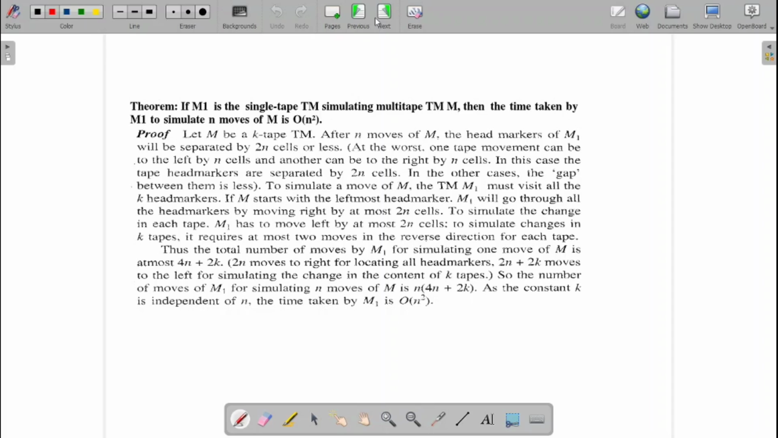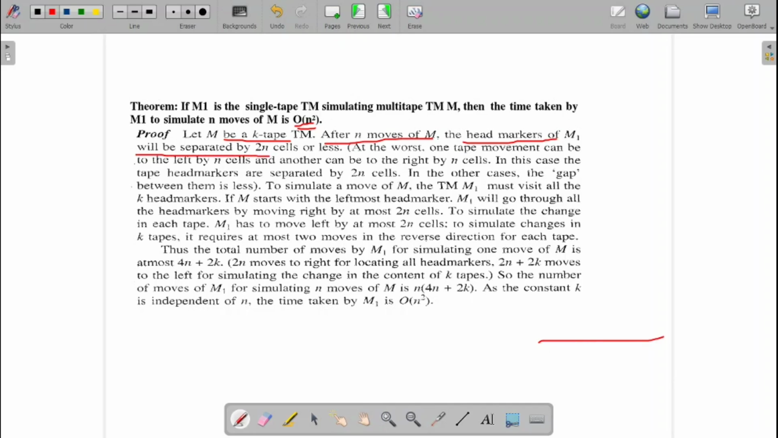Right? Now the second theorem. If M1 is a single tape Turing machine simulating a multi-tape Turing machine, then the time taken for simulation is big O of n square. So now let us observe the movement of the head in the case of the K-tape Turing machine. Let M be a K-tape Turing machine. After n moves of the M, the head markers of M1 will be separated by 2n cells.